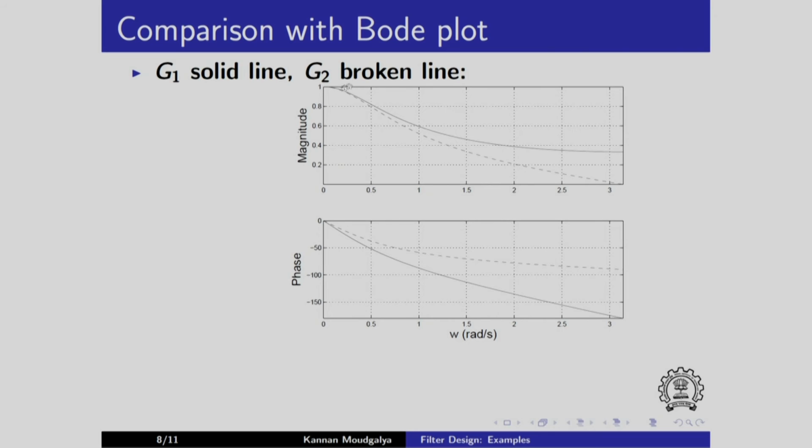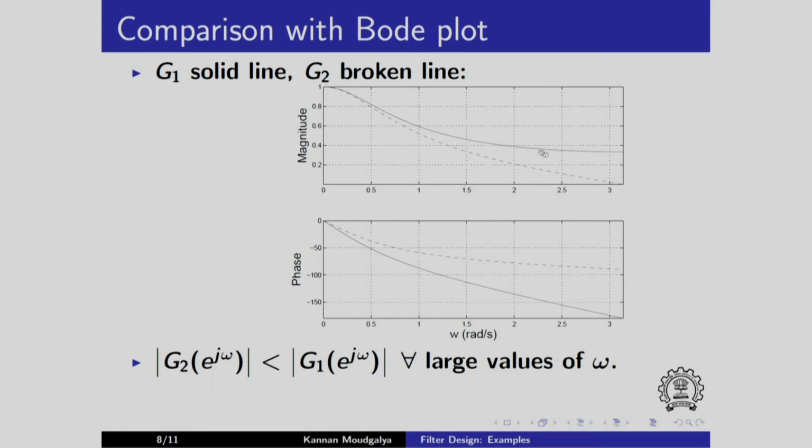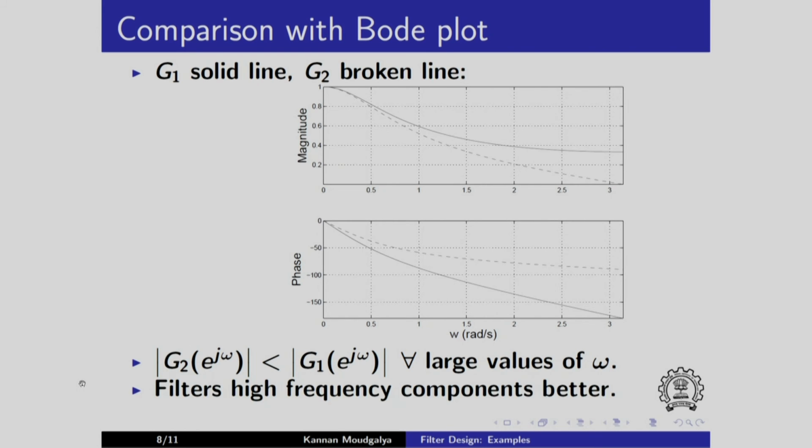G2 that we discussed in the previous slide, the second example, has the Bode plot given by broken lines. Note that the magnitude of G2 is smaller than that of G1 at high frequencies, especially at pi. At pi, in fact, the magnitude of G2 becomes 0 because we have a 0 for G2 of z at z equals minus 1. So we say that G2 filters high frequency components better. In other words, we can say that G2 is a better low pass filter.